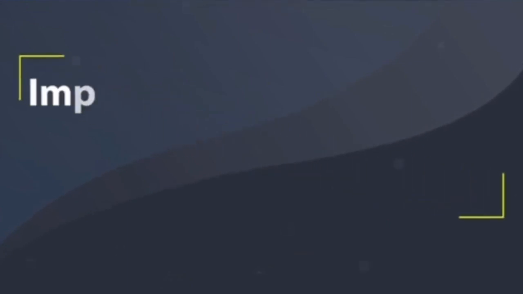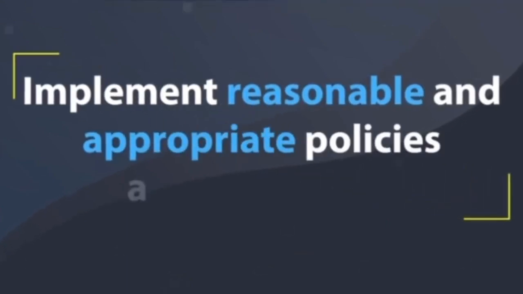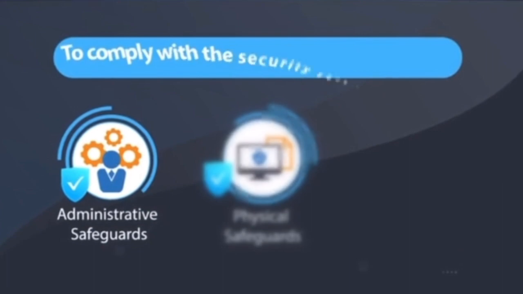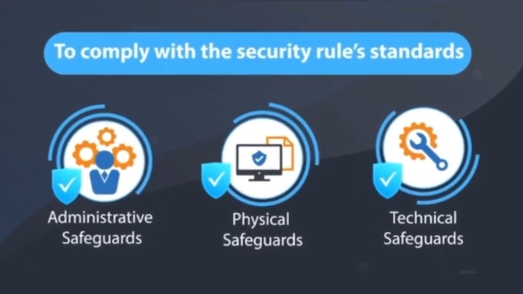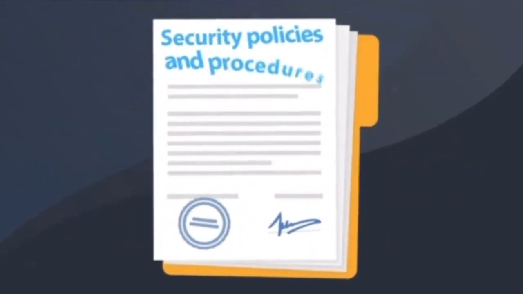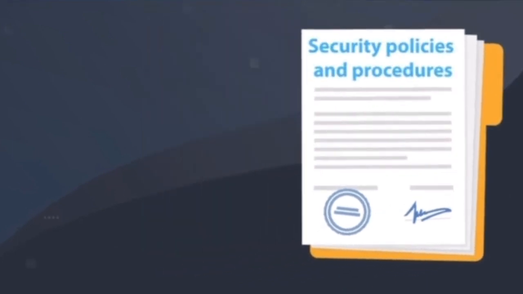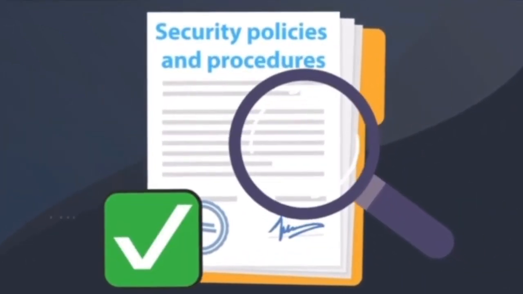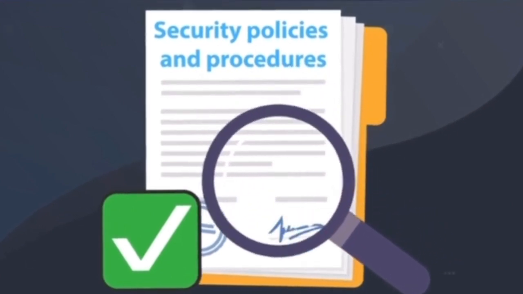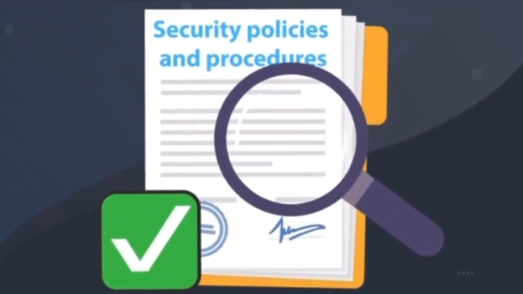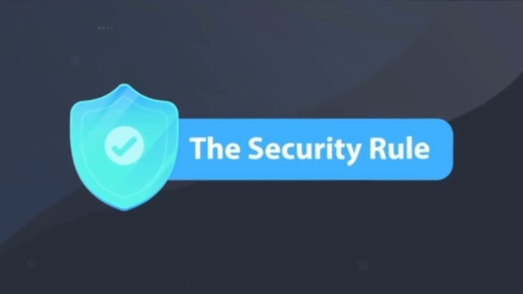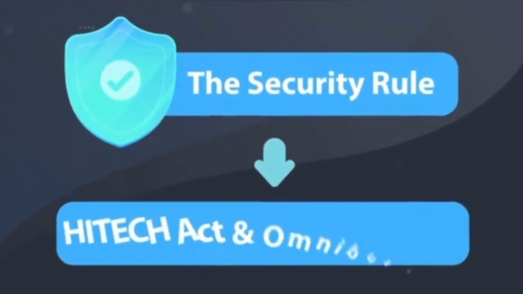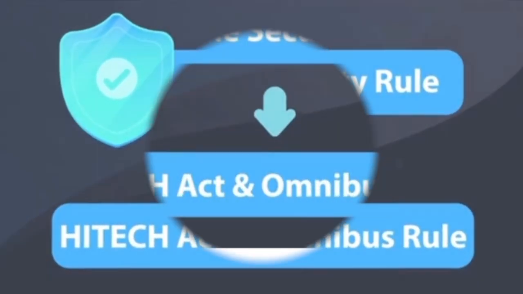Organizations are required to implement reasonable and appropriate policies and procedures to comply with the security rule standards that we just outlined. All written security policies and procedures must be kept at least 6 years from their last effective date, and organizations must periodically review their policies to ensure continued compliance with the security rule. And that wraps up the security rule. Next up, the HITECH Act and the Omnibus Rule.